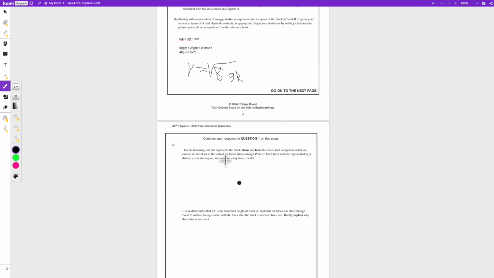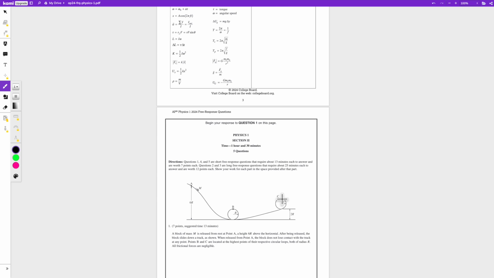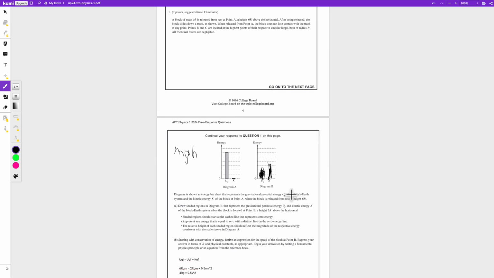Next question. Draw the forces, not components, that are exerted on the block when it slides through point C. So we're at point C over here. Now let's think about one force. We obviously know gravity is acting downwards, but what else is there? Point C is at the very top, so it says the highest point, and we know that in circular motion there has to be a force downwards. Furthermore, if it's sliding through the loop, there has to be a normal force.